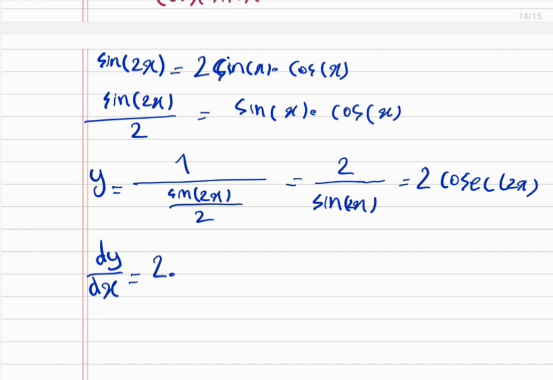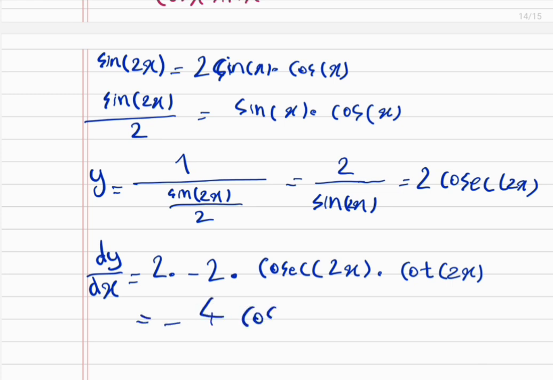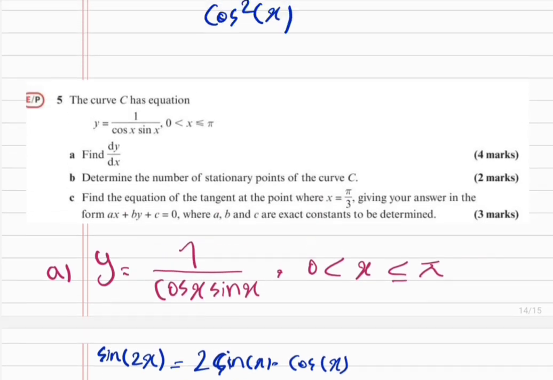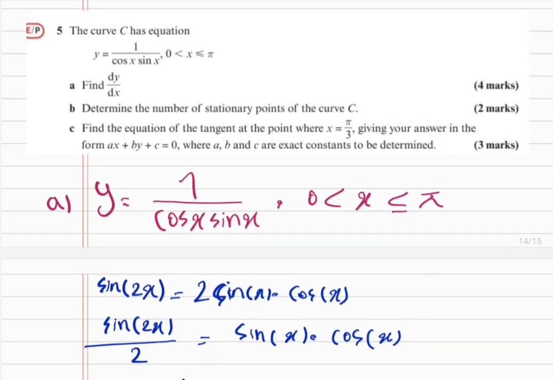So in this case, this 2 is already there. And then the derivative of inside, which is 2x, is 2. But again, it just has a negative. That just, when we differentiate cosec, that gives us a negative derivative. And then for the rest of that, it's just basically rewriting that cosec 2x times cot 2x, which is equal to minus 4 cosec 2x times cot 2x. Okay, this is the answer to part A, which is finding the derivative.